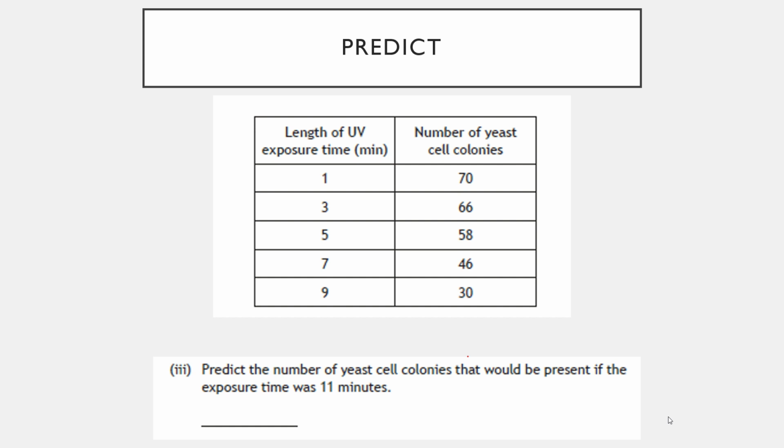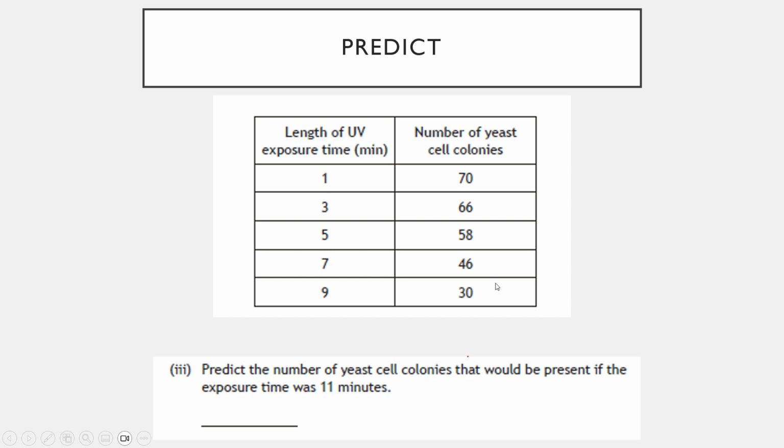One of the more common types are your predict type questions, where you're asked to predict the next value in a particular pattern. So let's try by using a past paper question. We've got a data table that shows us the length of UV exposure time in minutes compared to the number of yeast cell colonies alive at each time point. The question was to predict the number of yeast cell colonies that would be present if the exposure time was 11 minutes. We can see from the data table that we're recording the number of yeast cell colonies every 2 minutes. So what would be the next number in this pattern?